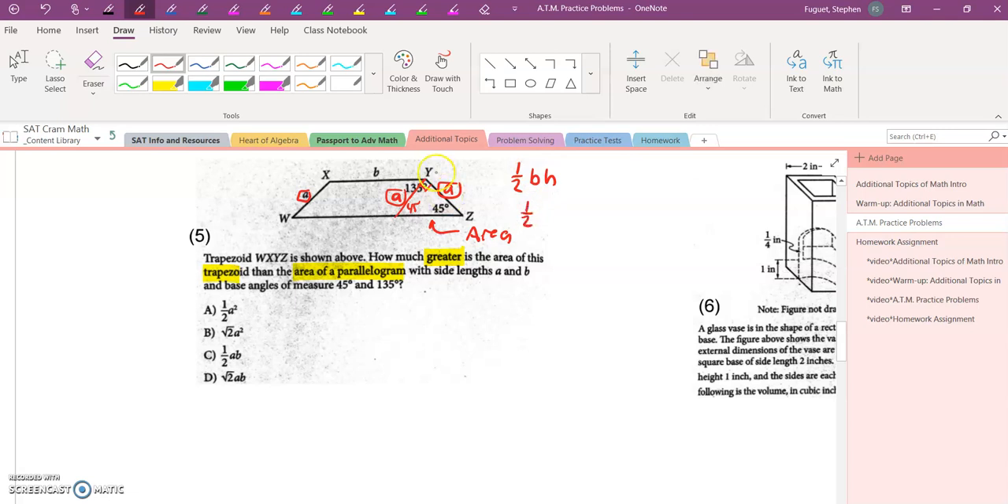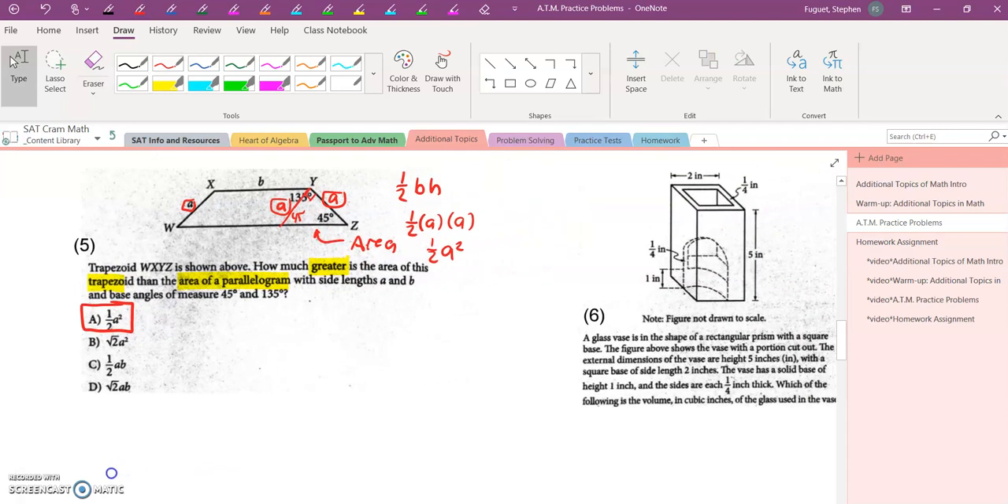Area of a triangle is 1/2 base times the height. In this case, the base and the height should always be perpendicular to each other. So we're going to make the base A and the height A. So this is going to be 1/2 A squared. So this is going to be letter choice A for number 5.